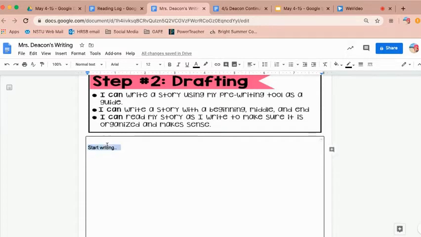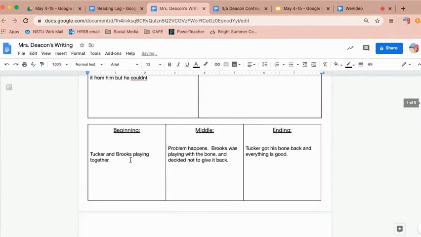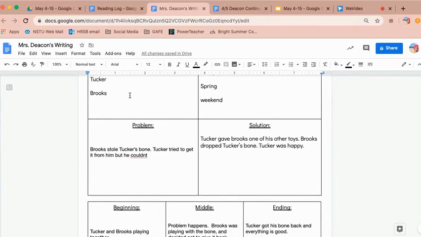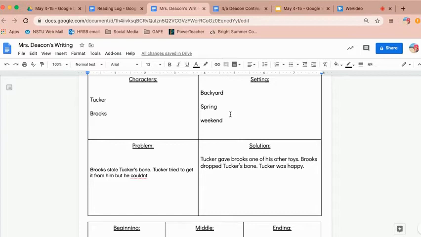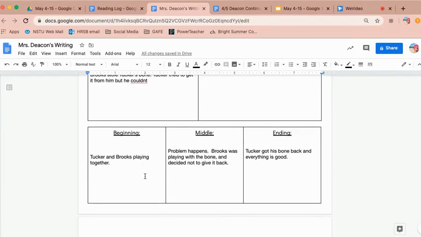So my story, if we remember, was about Tucker and Brooks, and they were in the backyard during the spring and the weekend, and Brooks stole Tucker's bone. Tucker tried to get it from him, but he couldn't. So Tucker gave Brooks one of his other toys. Brooks dropped Tucker's bone. Tucker was happy.